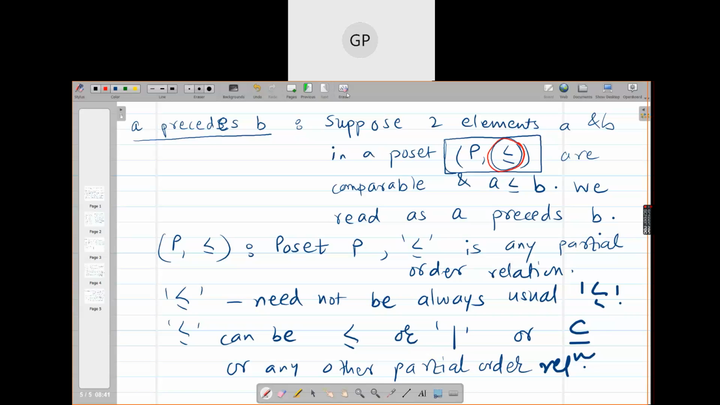Yes. Finished writing this? Have you understood comparable elements and precedes? Precedes का मतलब समझा क्या सबको? Girls, do you hear me? I will stop the lecture if you don't answer me. Yes, ma'am.